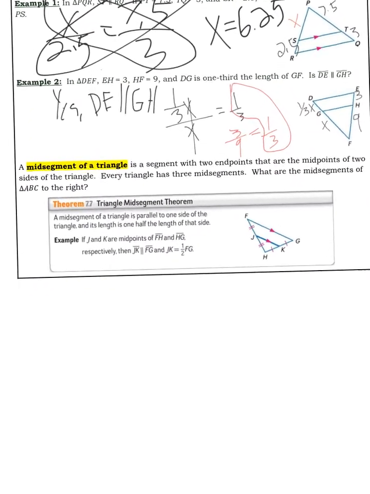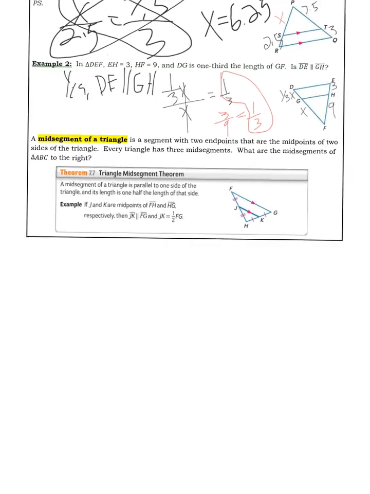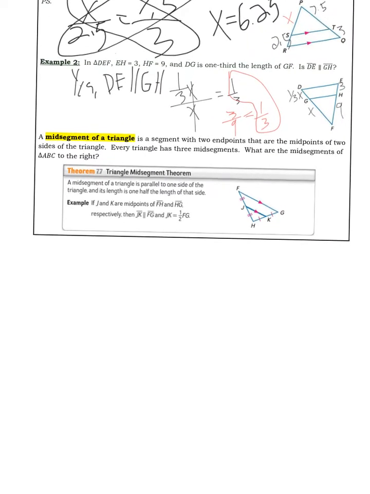The next thing I'm going to talk about is the midsegment of a triangle. The definition is it's a segment with two endpoints at the midpoints of the sides of a triangle. Every triangle has 3 midsegments. What are the midsegments of triangle ABC to the right? You know what? You should ignore that last sentence because there's no ABC triangle to the right. I will edit that out after I make copies.